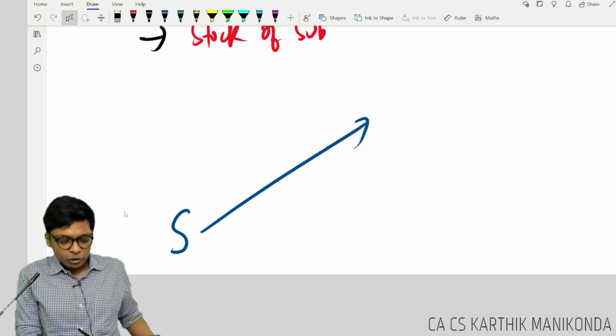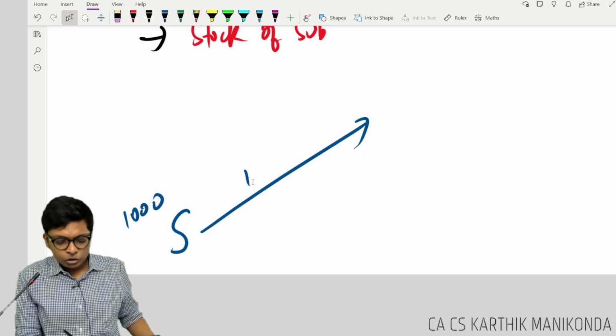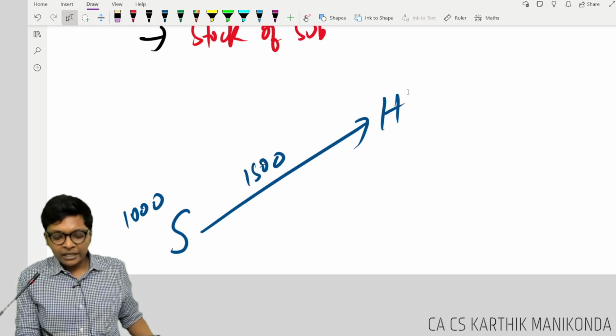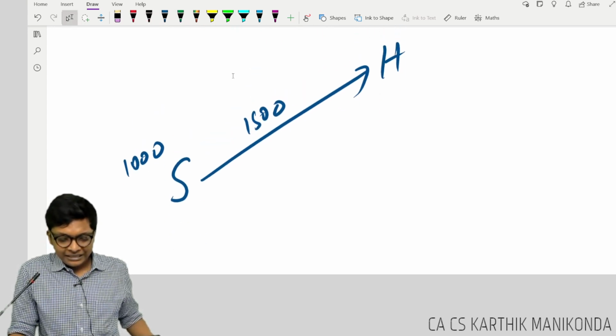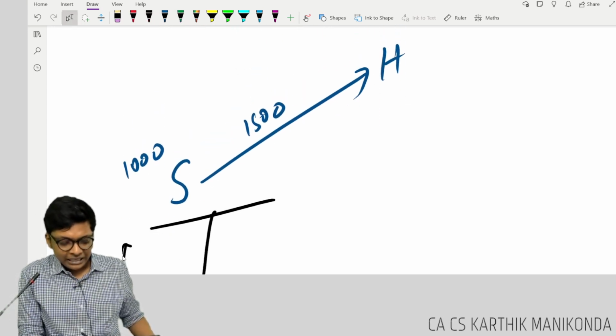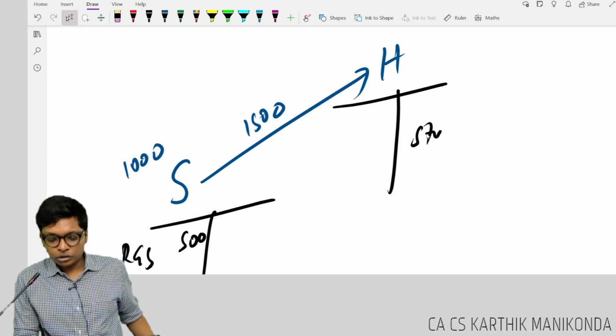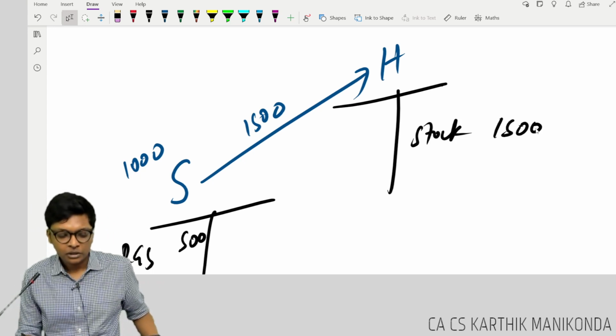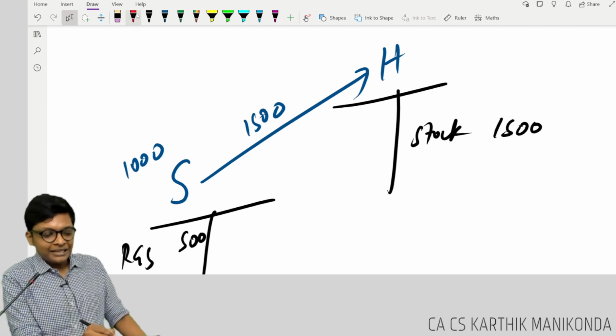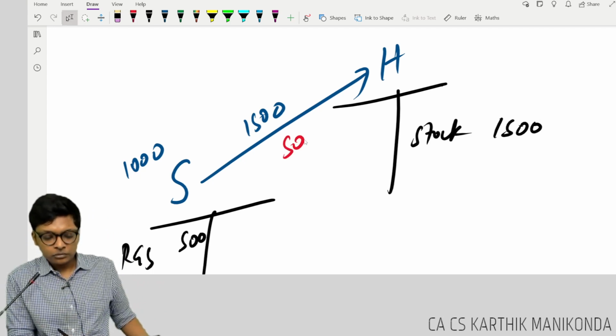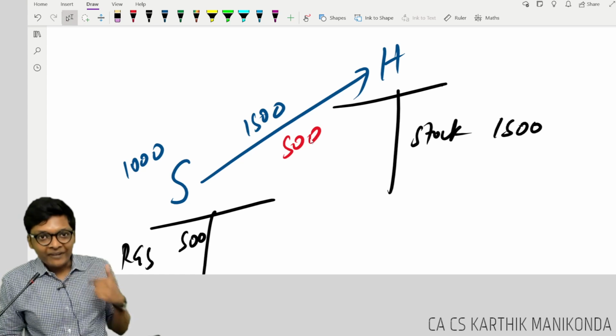Subsidiary got goods of 1000 and sold it for 1500 to the holding. Now what is happening? In subsidiary books, I made a profit of 500. Upstream it's going up. Holding, in stock they have a profit of stock of 1500. Unrealized profit is same 500, but where to account this?